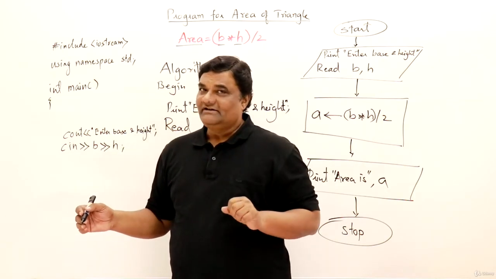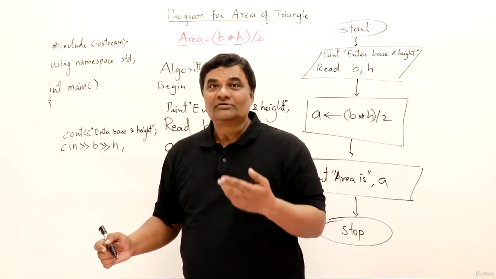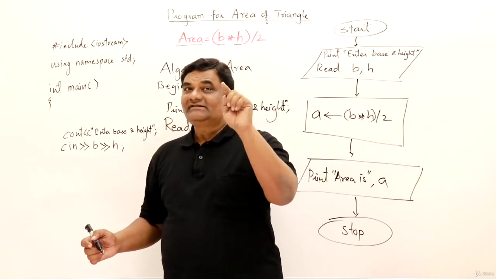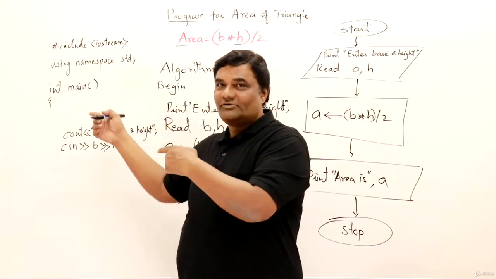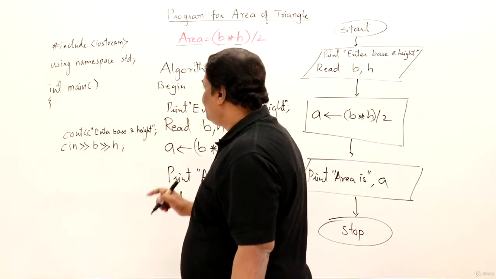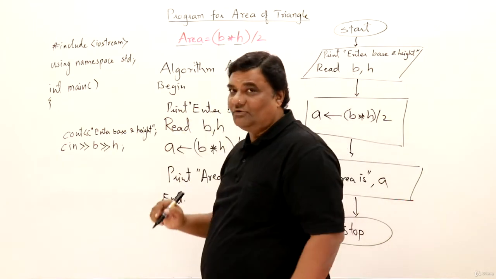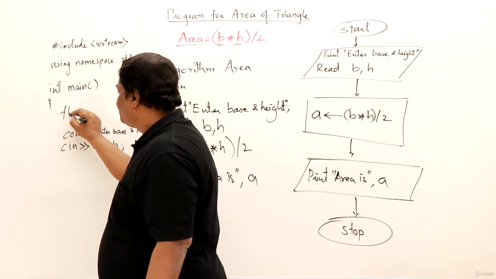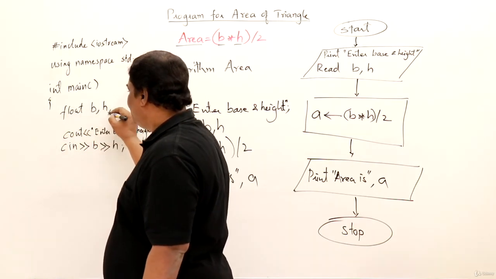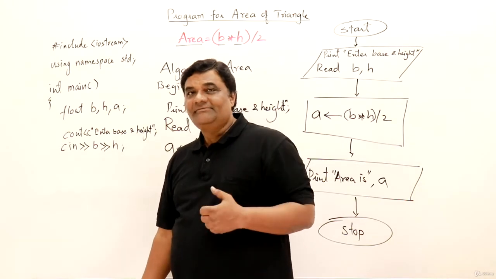Now the next important thing, what are this B and H? Variables. So in a C++ program, you must declare the variable first. So okay, let us go back to the top and declare the variables. Which type of variables do we want here? See, this result should be a float. So let us make everything float. So I will declare them as float base, height and area. So I have three variables, all of them of type float.